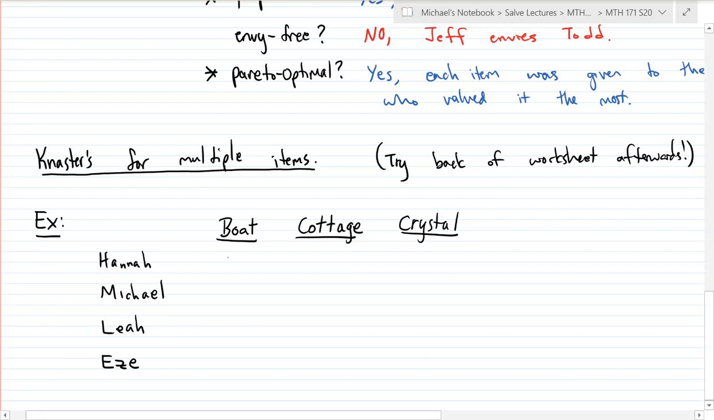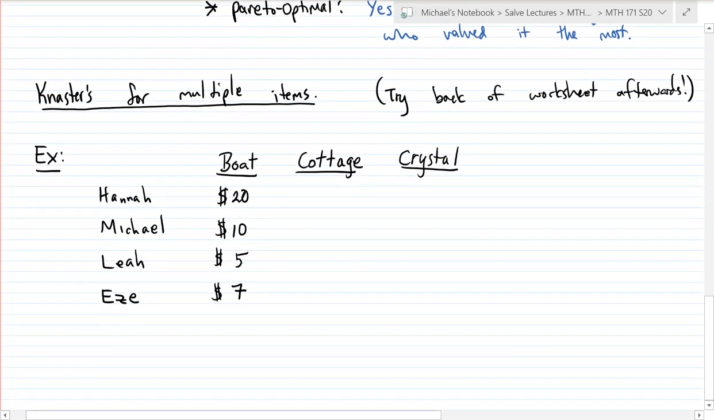So how much does Hannah value the boat? Hannah values the boat at, say, $20,000. Michael values the boat at $10. Leah values the boat at $5. And Ase values the boat at $7. We could do a Knaster's inheritance problem just like the one above with a single item, by following the steps we did before, and we could do that for each item, but that would take a long time. What I'd like to show you is that we can do all of these divisions all at once.